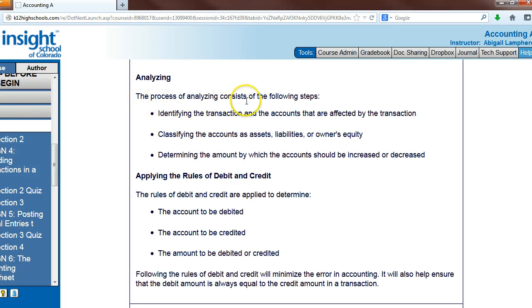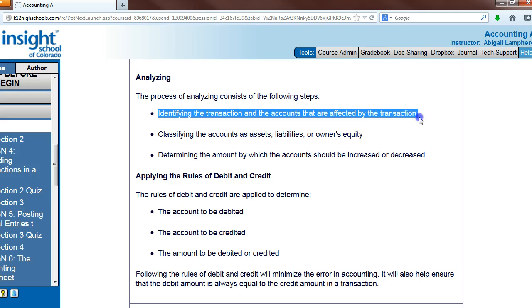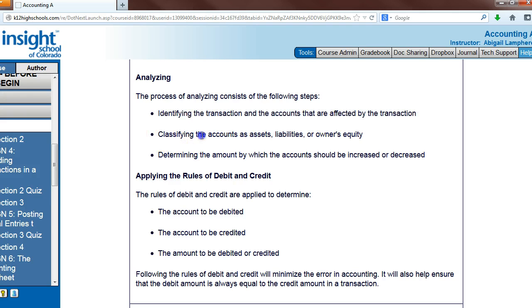Analyzing. The process of analyzing consists of the following steps. So like we've done before, identifying the transaction and the accounts that are being affected. Are these accounts assets, liabilities, or owner's equity? If it's owner's equity, is it a revenue, withdrawal, or expense account? There it is. I couldn't think of that third one. Okay, determining the amount by which the accounts should be increased or decreased. So we've done all of this before.